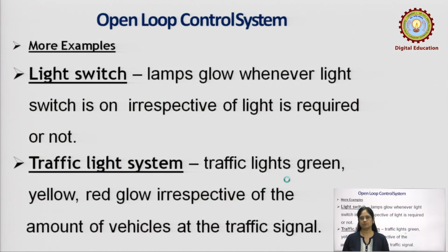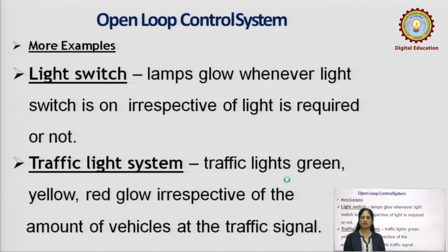Some more examples, light switch. When you switch on the light in the room, the light remains on till it is switched off by a particular person. So, it is an open loop system. But if we sense that there is no person in the room and the light is automatically switched off, that becomes a closed loop control system. But if the light remains on even if the person is not in the room, then it becomes an open loop control system. Traffic light system is another good example. In traffic lights, what happens?